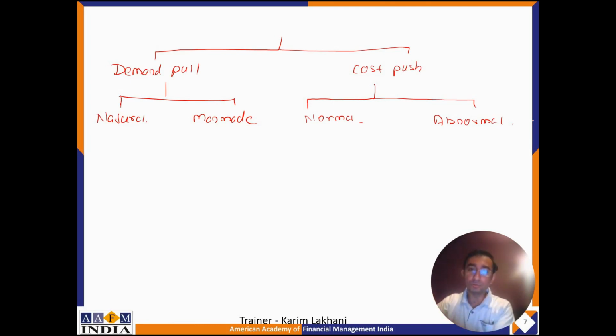Say crude oil goes up, so when crude oil goes up, many things are getting affected and overall the inflation in the country goes up. And it can go up abnormally. It is not going up at 4%, 5% normally. It can go up by 10%, 15%.